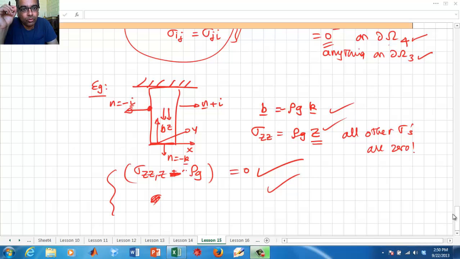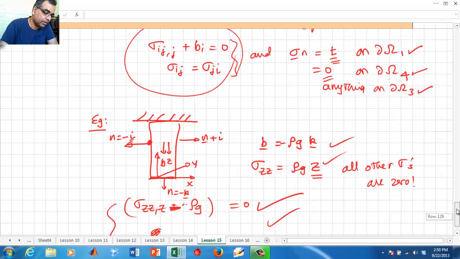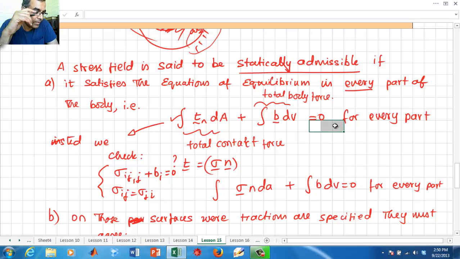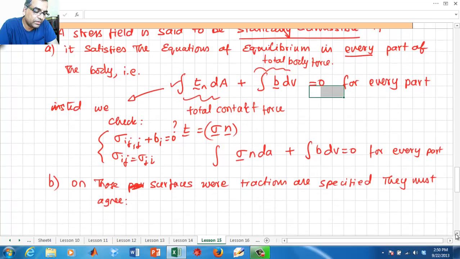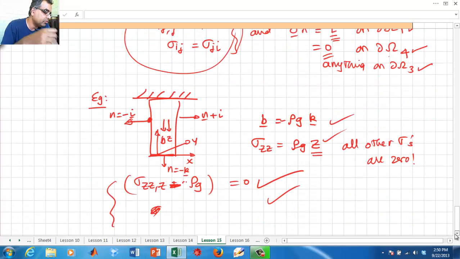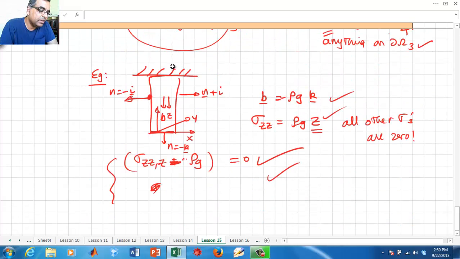Welcome back. Now we talked about the statically admissible stress fields. What were they? They are stresses that satisfy equations of equilibrium over all the inside parts, and they have to satisfy traction boundary conditions wherever we know the traction. Basically, if you already know the traction or the stress, it has to meet that. Wherever we don't know the traction or stress, it has to meet equations of equilibrium. That's the idea. And we looked at a particular example, which was for a beam hanging on its own weight, and we found out that sigma zz equal to rho g times z is a statically admissible stress field.